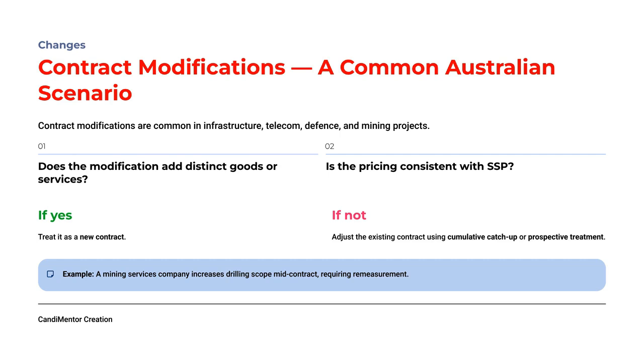Contract modifications are common in infrastructure, telecom, defense, and mining projects. Assess: 1. Does the modification add distinct goods or services? 2. Is the pricing consistent with SSP? If yes, treat it as a new contract. If not, adjust the existing contract using cumulative catch-up or prospective treatment. Example: a mining services company increases drilling scope mid-contract, requiring remeasurement.